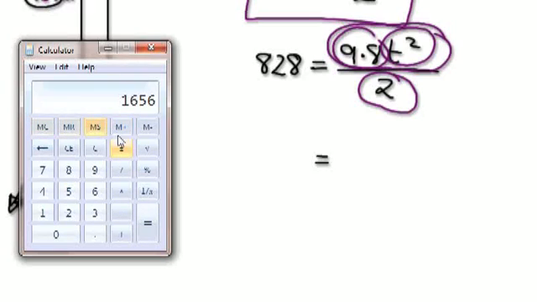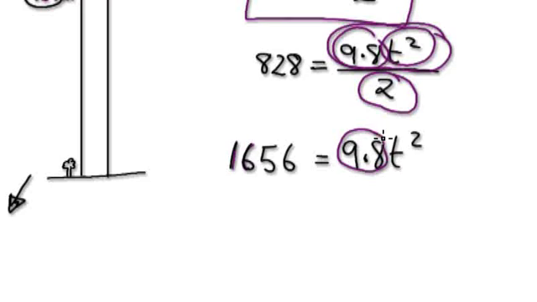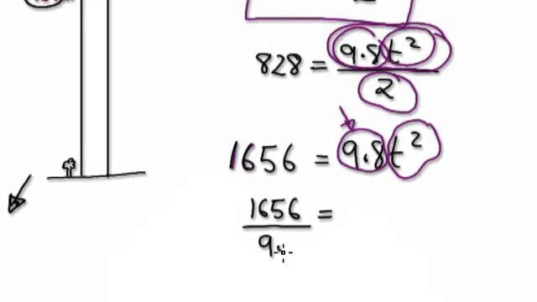So times both sides by 2. So 828 times 2 equals 1656. And on the right hand side it would be 9.8 T squared. Now you can imagine this as being one bubble here multiplying this bubble here. So kill off this bubble here. So divide both sides by 9.8. So 1656 divided by 9.8 equals T squared.